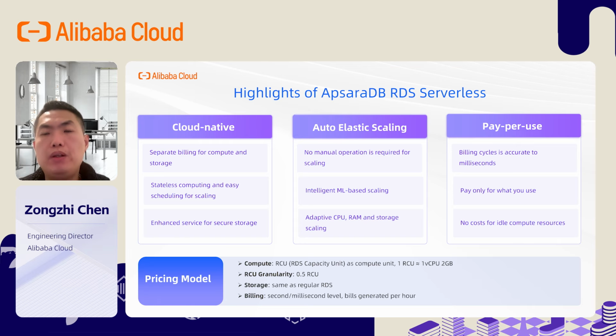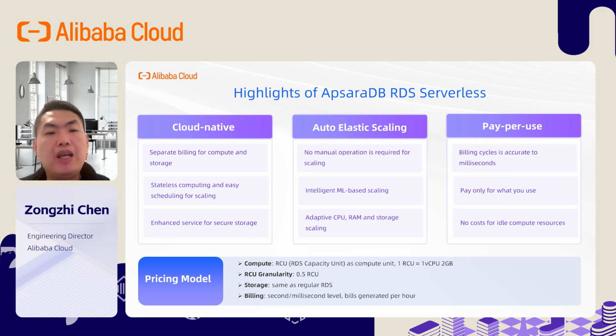It is pay per use. If your instance doesn't scale up and down, the billing is just as normal. The billing cycle is accurate to milliseconds, and you pay only for what you use. No cost for idle compute resources.